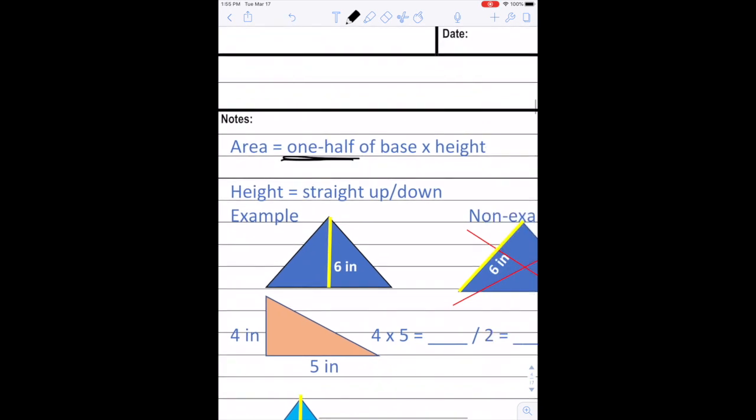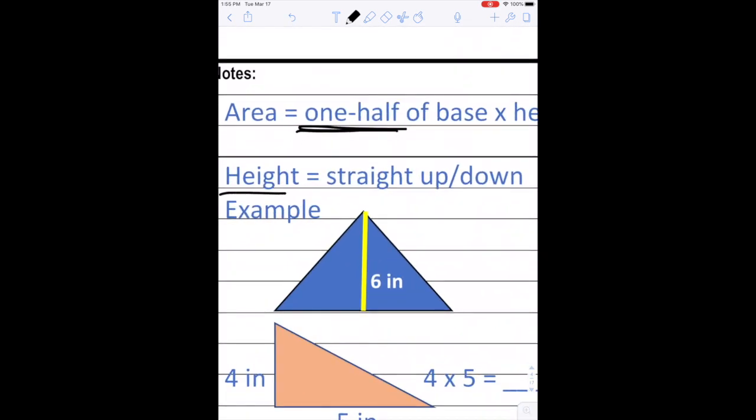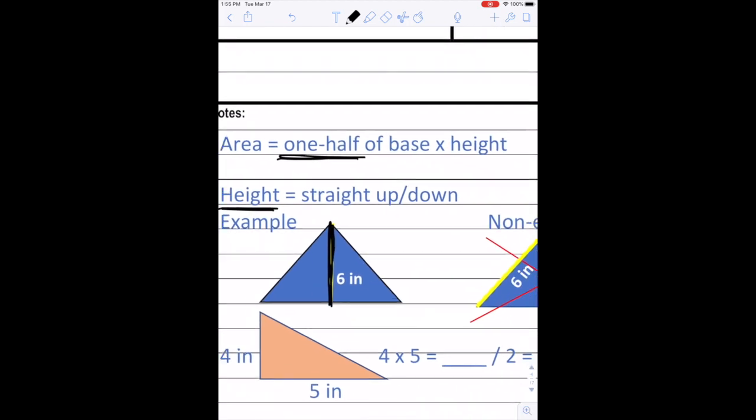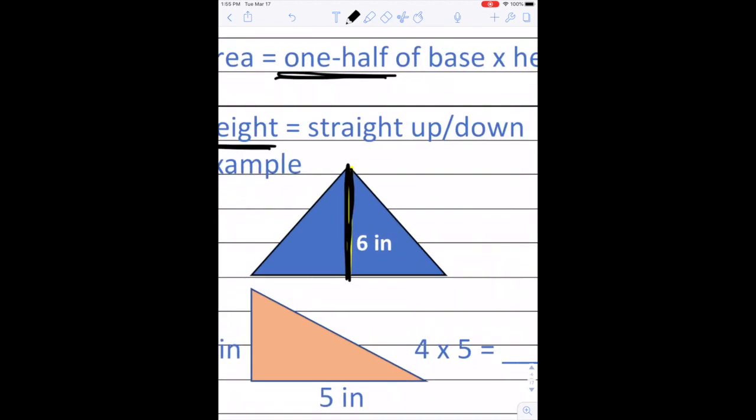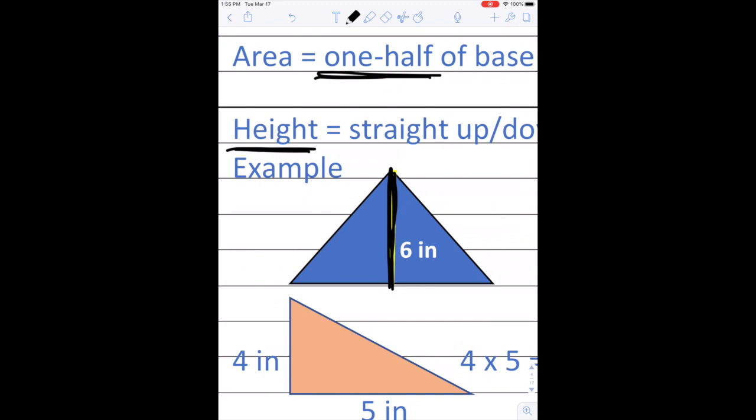So the other thing we need to remember with triangles is that the height is the straight up and down. Okay, so think of when you go to the doctor's office and you stand straight up and down. You would not go to a doctor's office and stand diagonal like this. So this is not an example. This is not the height. The height is the straight up and down.